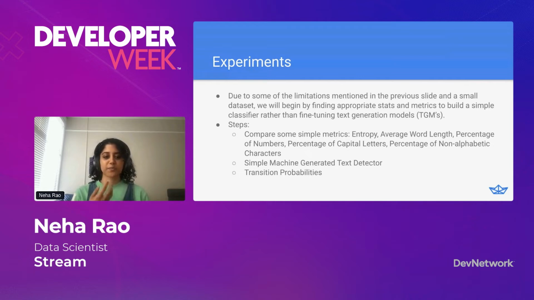I also tried just building a simple machine-generated text detector. This is more so for me to understand the differences in the data I have found within our customer data between the machine-generated and the human-generated text. It also will help us find similar messages to kind of expand our small data set. And then another thing I tried was transition probabilities, which I talked about before.